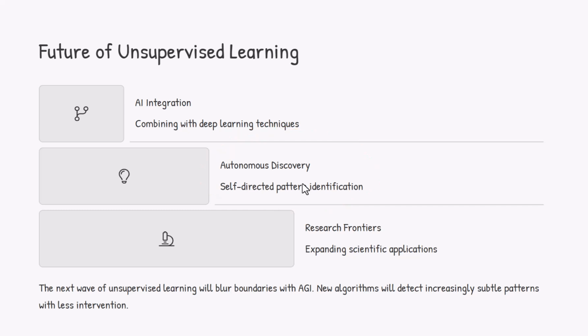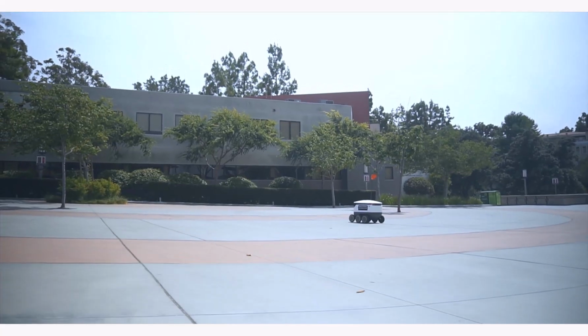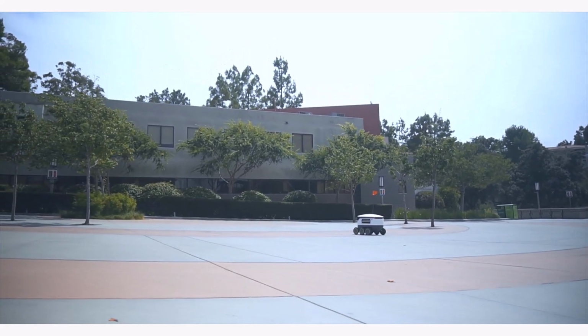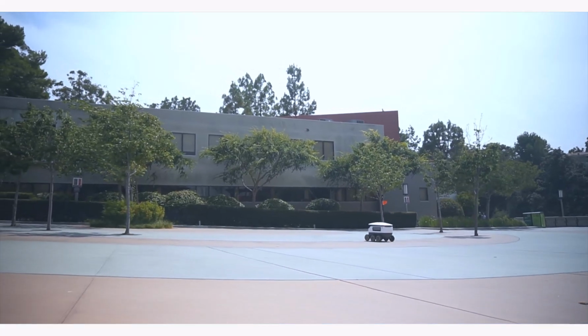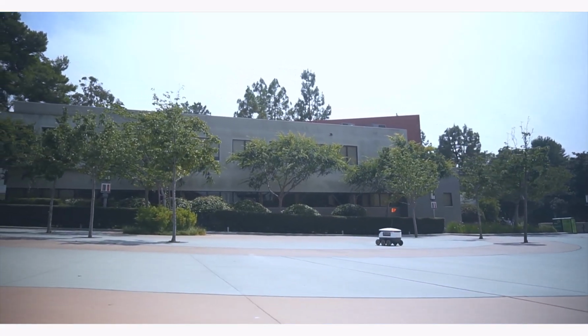New research directions. From neuroscience inspired models to clustering text, DNA, even art. Unsupervised is expanding fast. This stuff isn't going away. It's getting smarter, faster, and low key scarier.